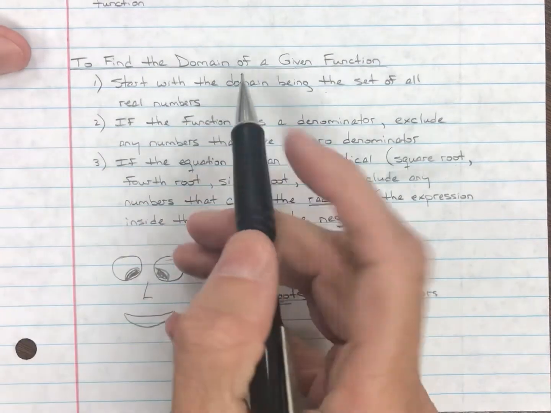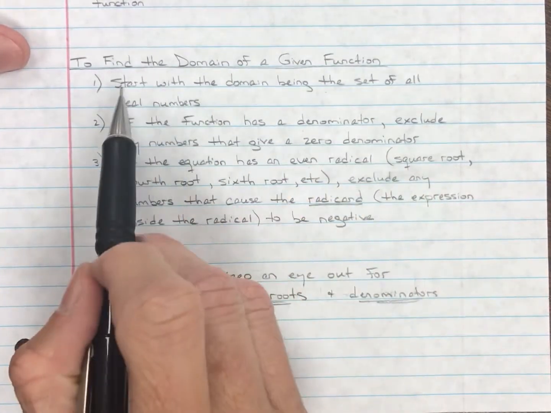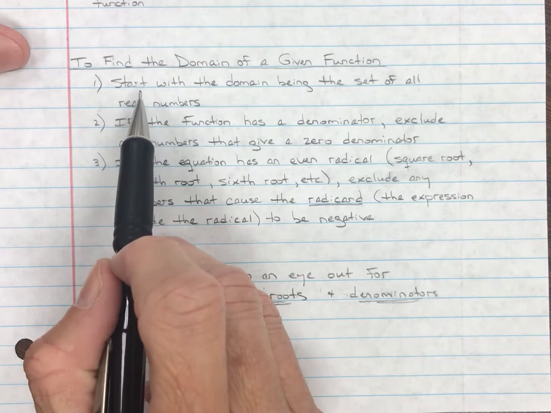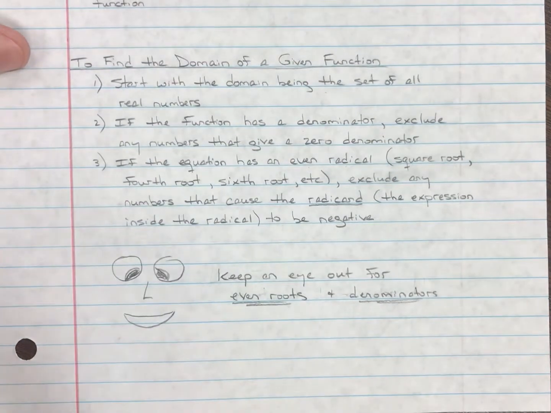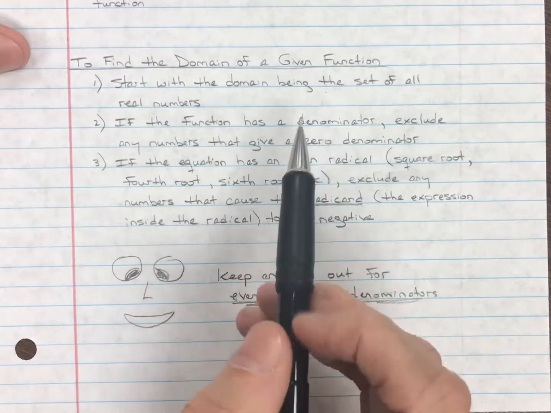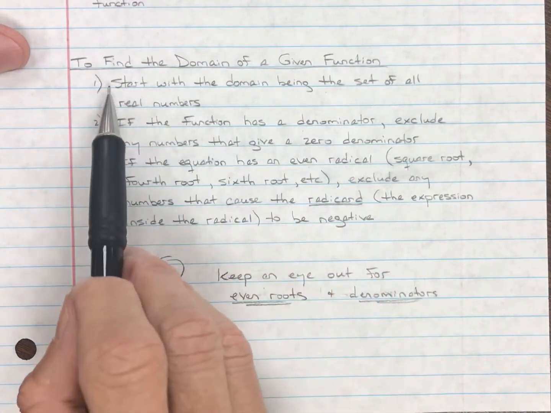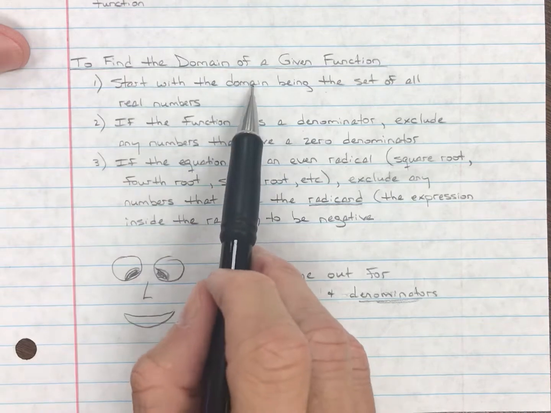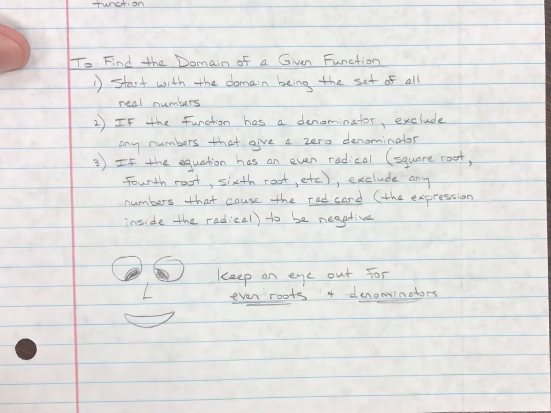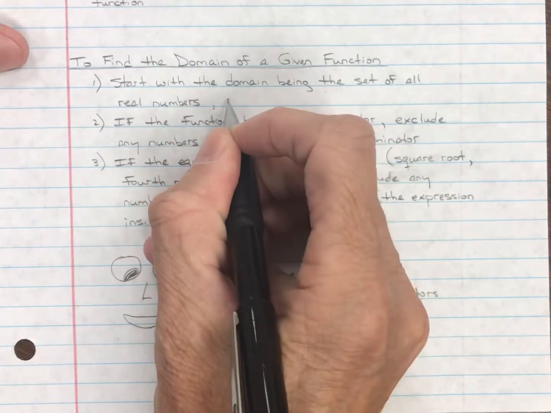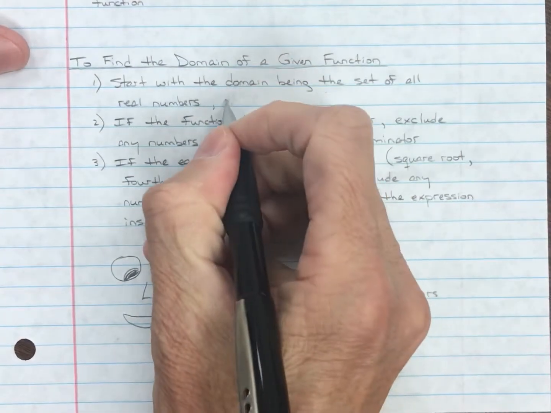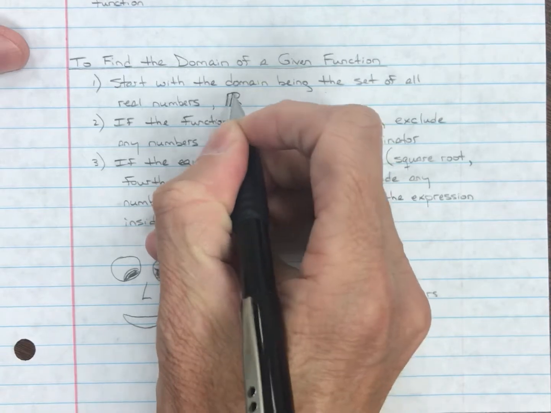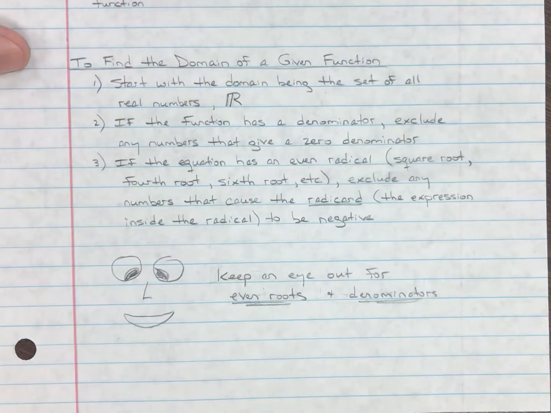So, define the domain of a given function. We're going to be talking in the real number system. We're not going to worry about the imaginary numbers. We're going to be focusing on the real number system. So basically, you always start with the domain being the set of all real numbers. And by the way, that looks like this. Some people write it with an R with two vertical lines like that. That's the set of all real numbers.